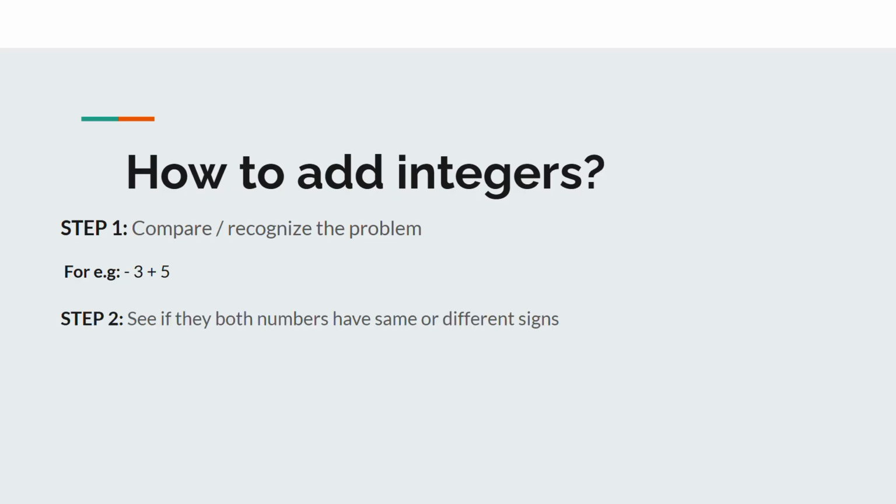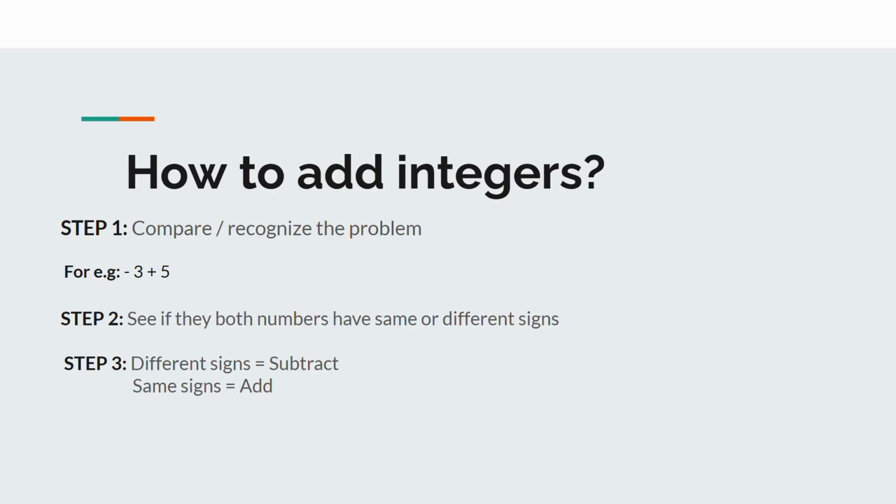See if both numbers have the same or different signs. That's what we saw. But how do you say different or same sign? The first number is negative and the second number is positive, so they are different, right? That's why. So step 3, this is a rule for adding integers.